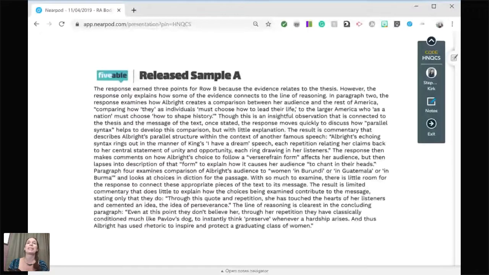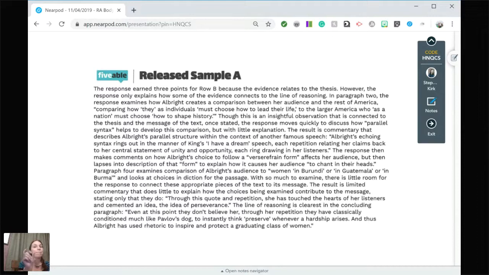Paragraph 2, the response examines how Albright creates a comparison between her audience and the rest of America, comparing how they as individuals must choose how to lead their life to the larger America who, as a nation, must choose how to shape history. Note that in the reader feedback, we had that corrected. This is an insightful observation that is connected to the thesis and the message of the text. Once stated, the response moves quickly to discuss how parallel syntax helps to develop the comparison, but with little explanation.